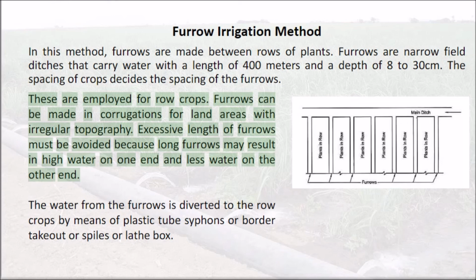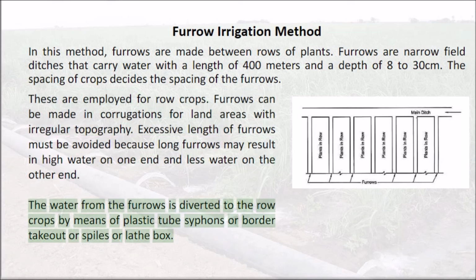Excessive length of furrows must be avoided because long furrows may result in high water on one end and less water on the other end. The water from the furrows is diverted to the row crops by means of plastic tube siphons or border takeout or spiles or lathe box.